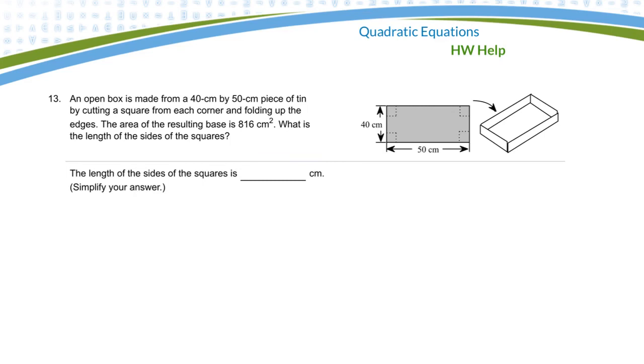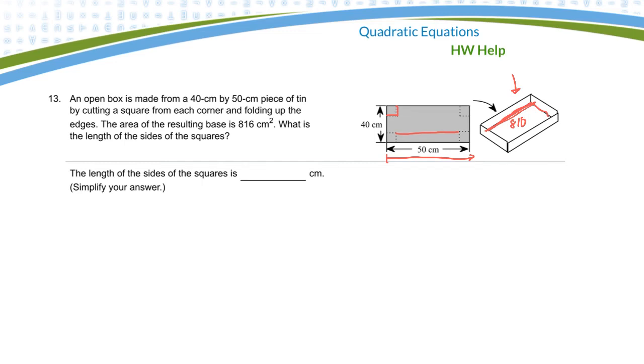Last question. Open box made of 40 by 50 centimeter piece of tin, and you cut a square out of each of the corners and then fold them in to make a box. Okay, the area of the resulting base is 816. So this piece in there is 816, just the bottom piece. What is the length of the sides of the squares? Okay, well, I don't really want to know this whole distance. All I want to know is this distance, because that's what one of these lengths will be in here.